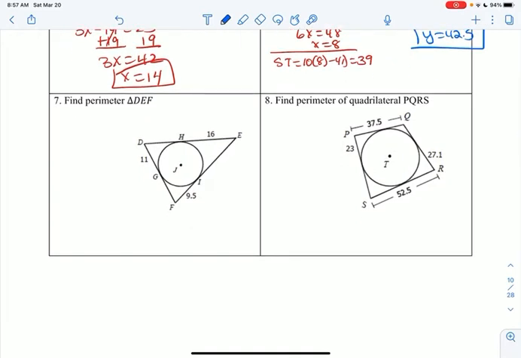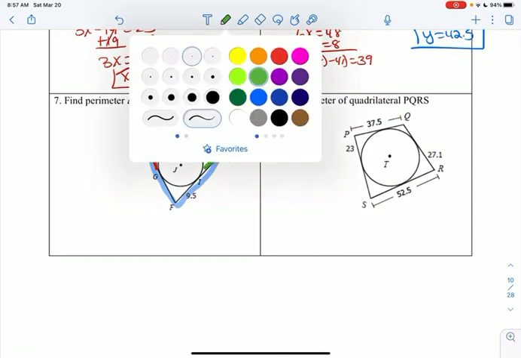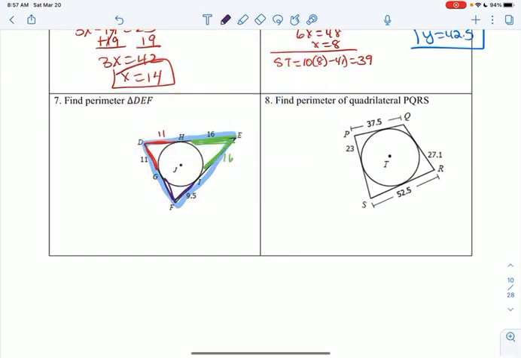Number 7, I want to find the perimeter of triangle DEF, so that's this whole triangle right here. So remember that these guys are equal to each other, so this is 11 right there. And then remember that these are equal to each other. So if that side's 16, this side's 16. And then the last ones, remember that these are equal to each other. So if that's 9.5, this is 9.5. So basically it's just that hat theorem 3 different times. So the perimeter is going to be 11 plus 16 plus 16 plus 9.5 plus 9.5 plus 11. My perimeter is 73.